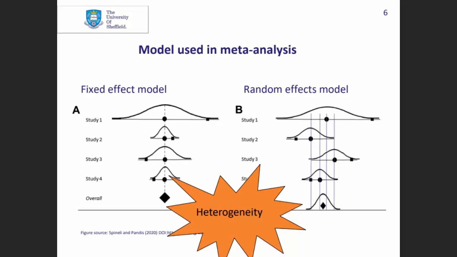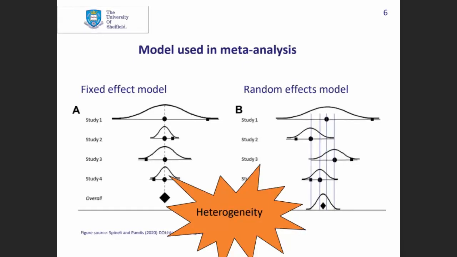And the variation we see among the studies, so for example, in study 1, the actual observed treatment effect is far to the right-hand side with that square. The difference between the circle and the square, that's the variation we see among the studies, is purely due to sampling error by chance. So in other words, in the fixed effect model, there's no heterogeneity.